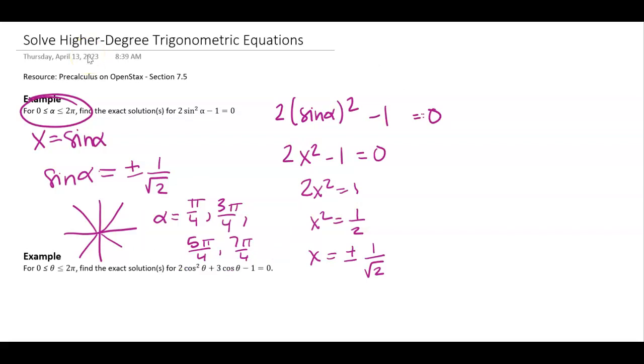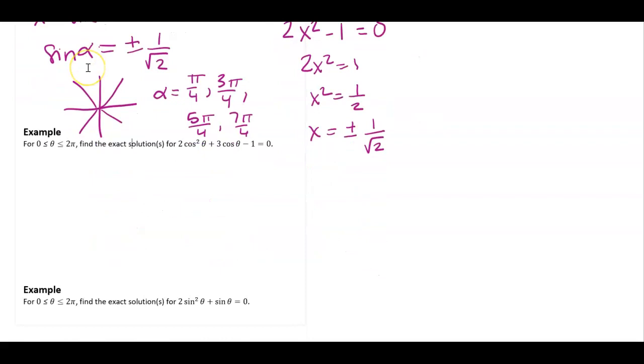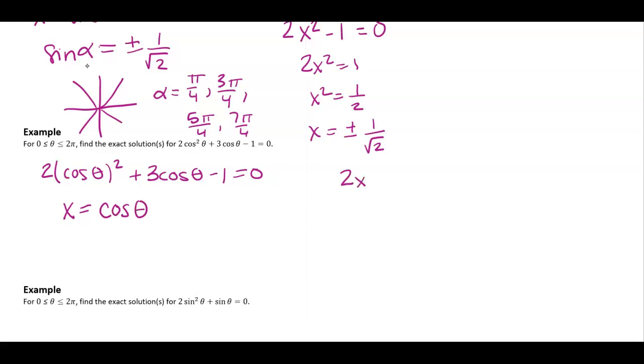Oh, circling that, I ended up crossing out the other one. Okay, let's try this again. So this time I have a theta. Again, I could rewrite this as 2 cosine theta squared plus 3 cosine theta minus 1 equals 0. And let's let x then be equal to cosine theta. That means I have 2x squared plus 3x minus 1 equals 0.